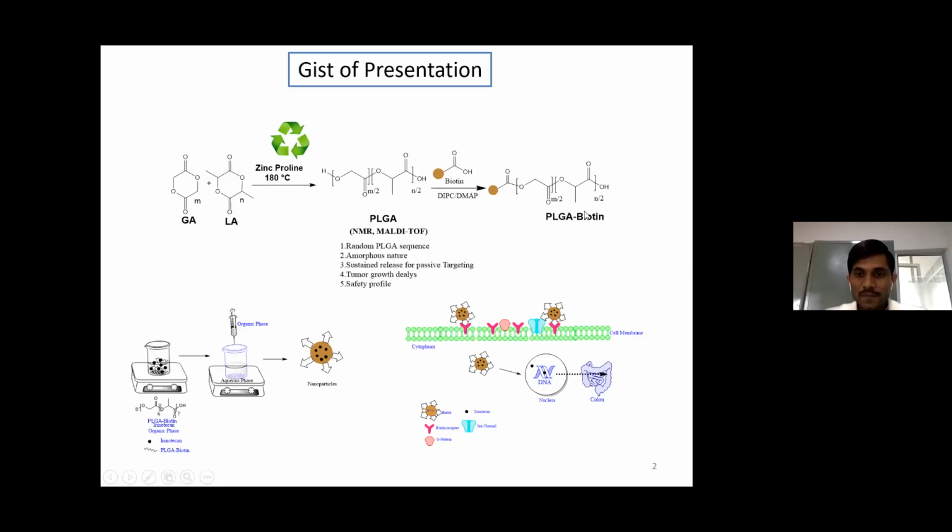This PLGA conjugated biotin ligand is used to encapsulate irinotecan into this matrix, and these nanoparticles were tested for different physicochemical, in vitro and in vivo studies as a proof of concept for CT26 inoculated colon cancer.